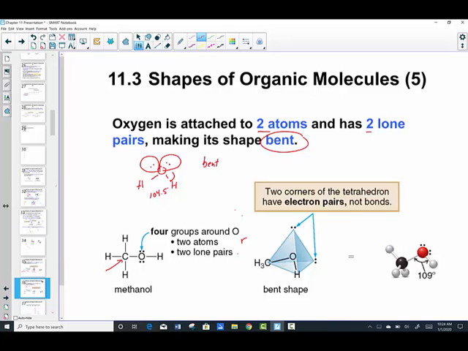This carbon is attached to four other atoms, so it's considered to be tetrahedral. This oxygen is bonded to two other atoms. It's considered to be bent, with the two atoms and two pairs of electrons. So looking at the geometric shape, the bent part of the molecule, the OH part here at the end, the alcohol group, as we're learning, that's called the functional group of an alcohol, which has bent geometry.